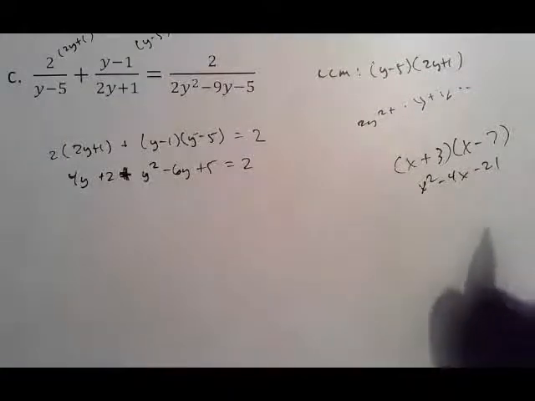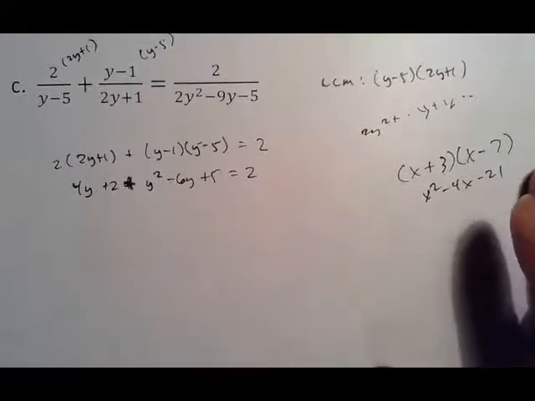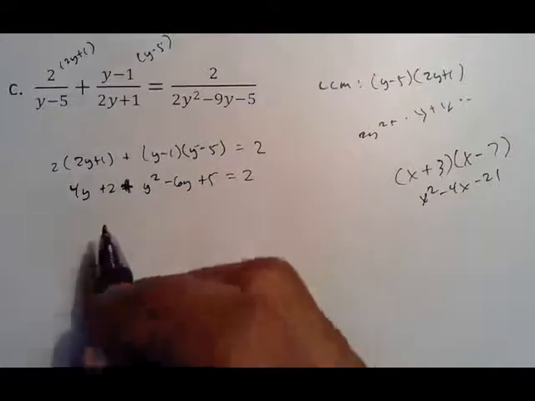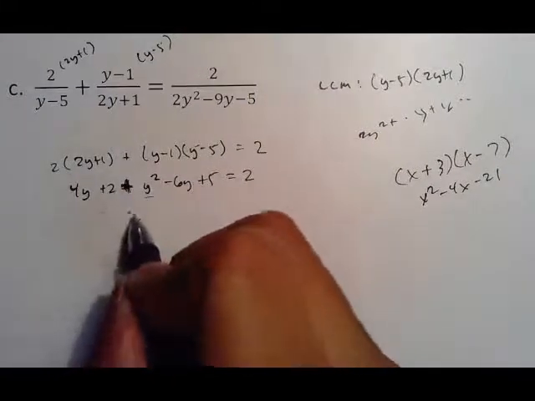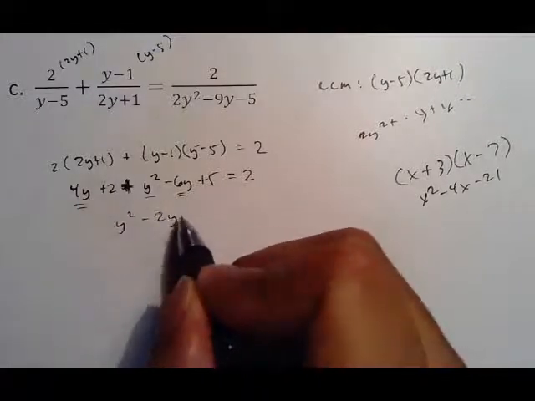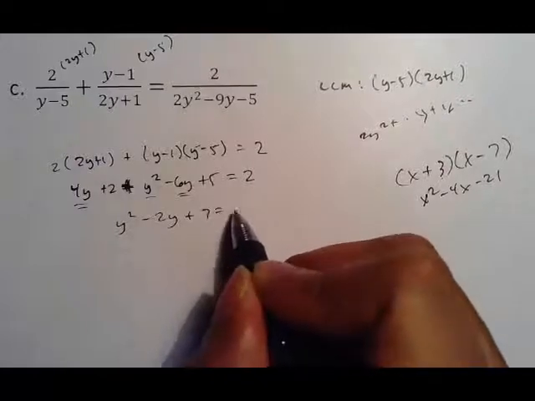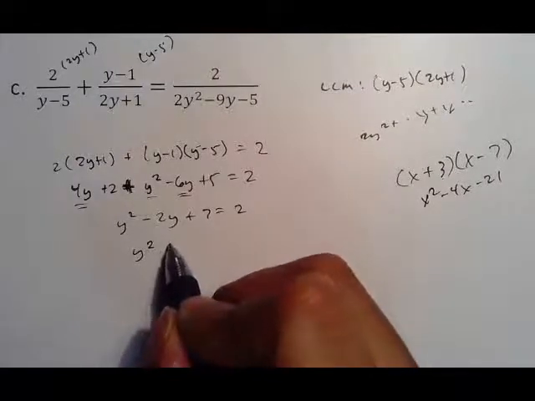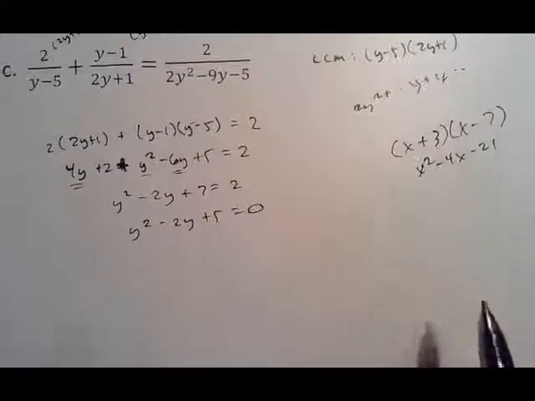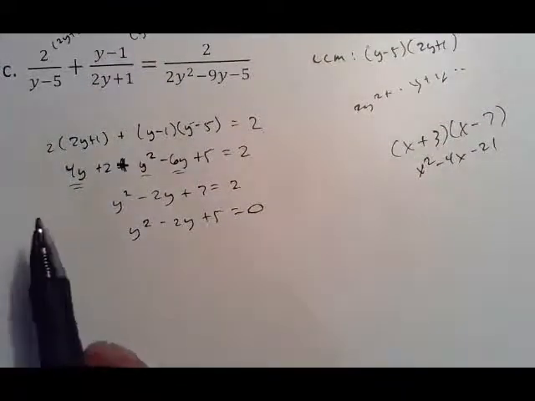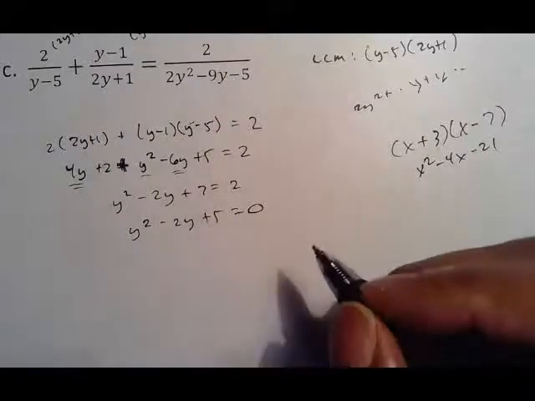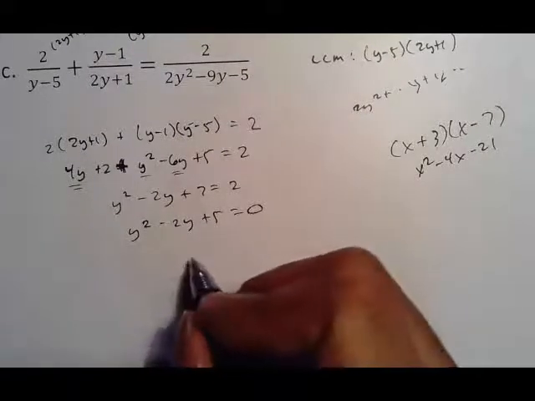Again, not that you have to do that, but it does help to be faster or more efficient at doing that stuff. So either way, putting this simplified is going to be y squared minus 2y plus 7 equals 2, which means that y squared minus 2y plus 5 equals 0. Of course, we cannot factor that because there are no numbers that multiply to be 5 and add to be 2, which means the only thing we know how to do is the quadratic formula.